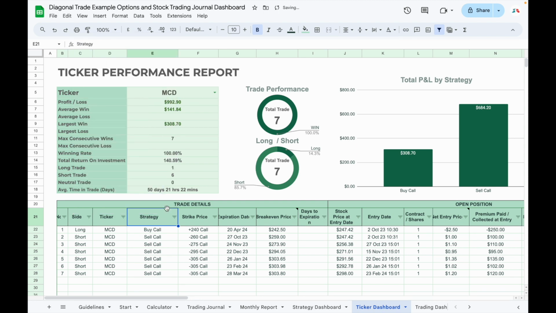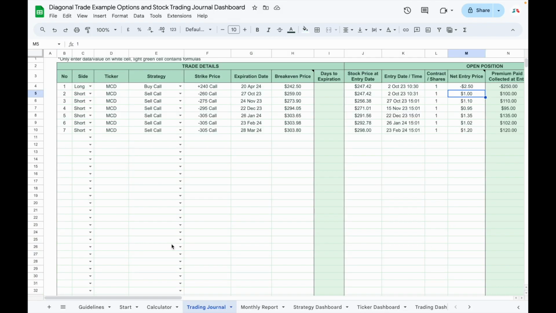It will show all the selected strategy statistics such as profit and loss, average win or loss, largest win or loss, win rate, return on investment, and average trade duration. The bar chart on the right will show profit and loss by each strategy. In my trading example, I continually roll the sell call option until nearing the expiration date of the buy call option. This trading journal makes it easy to track such complex strategies.